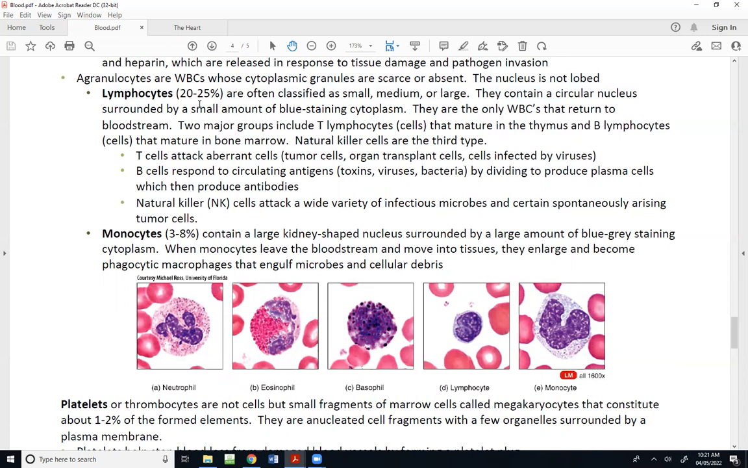Lymphocytes, about 1/4 of the white blood cells of our body, often classified as small, medium, or large, contain a circular nucleus, and you can see that very nicely here in purple. Almost takes up the entirety of the cell. There's just a very little bit of cytoplasm surrounding it. Key feature of these guys is that they're the only white blood cells that return to the bloodstream. Once the other cells leave the bloodstream, they never come back. These guys, at least some of them can, which explains why sometimes these lymphocytes can live for years.